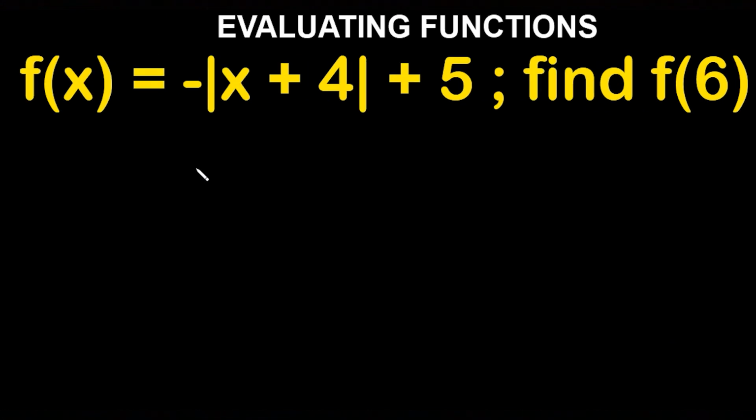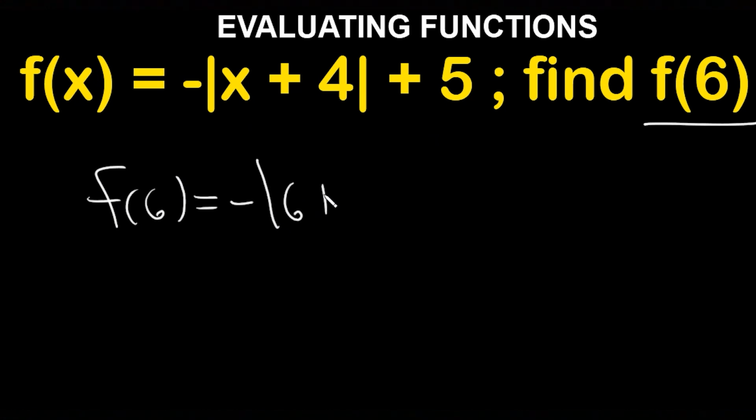So here's my next example. It looks a little bit more challenging. I have absolute value, but same thing. They want us to find f of 6 here. So I'm going to write f of 6 equal to, and then I'm just going to rewrite what I have on the right-hand side. I have negative, and then absolute value. Here's my x. I'm going to plug in a 6, plus 4, absolute value bar, closing it, and then plus 5. From here, all you have to do is evaluate it.